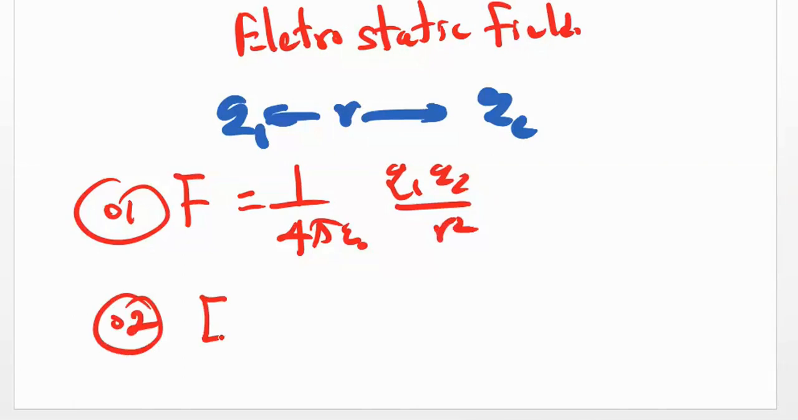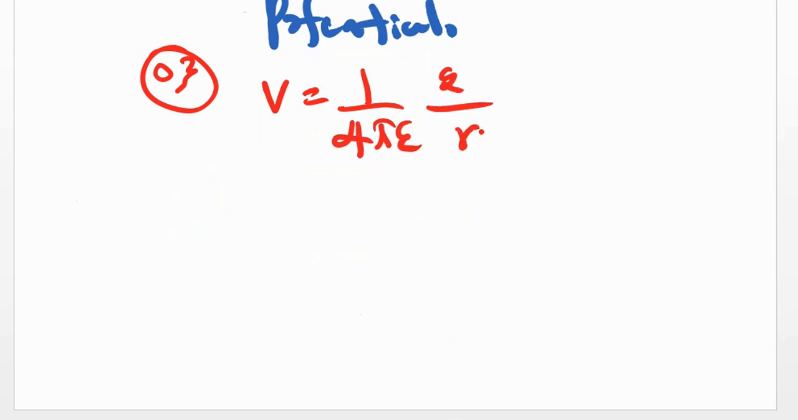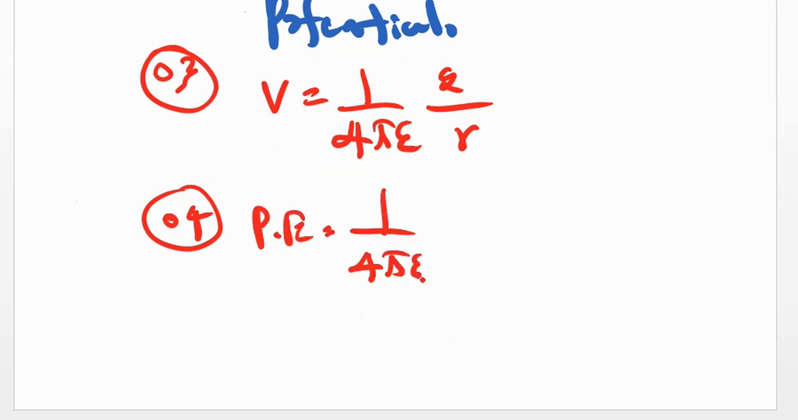Second equation, force per unit charge equals 1 over 4 pi epsilon naught Q1 over R squared. Third equation, that's potential. Let's say V equals 1 over 4 pi epsilon naught Q over R. Potential energy, let's say P.E. equals 1 over 4 pi epsilon naught Q1 Q2 over R squared.